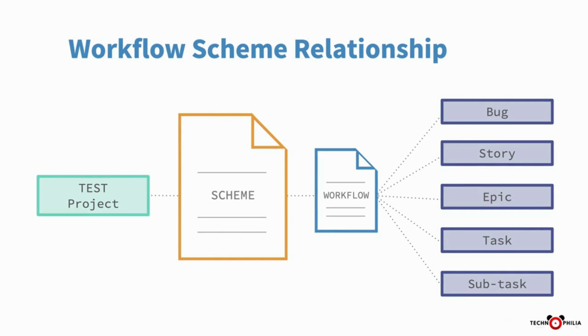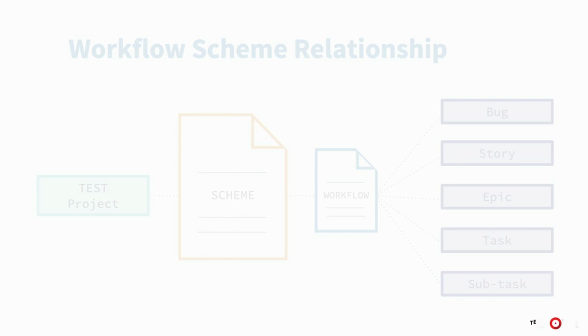The workflow scheme relationship is more complex than the others we've covered. Each project has one workflow scheme, but it's possible to have multiple workflows in the scheme. The test project we created earlier has the following default issue types: bug, story, epic, task, and subtask. One workflow scheme with one workflow was automatically created for us. The simplest setup is when every issue type uses the same workflow.